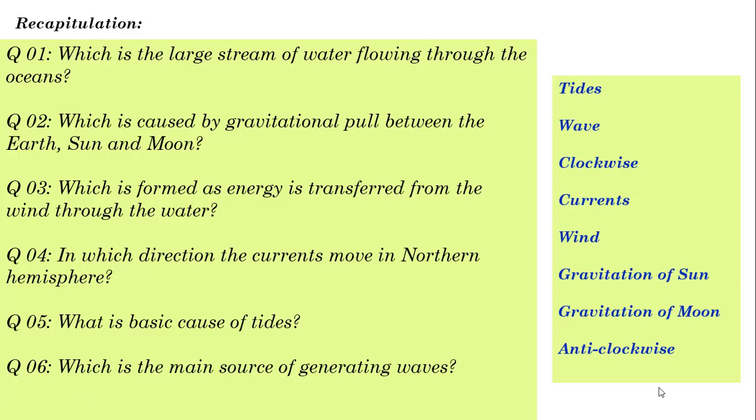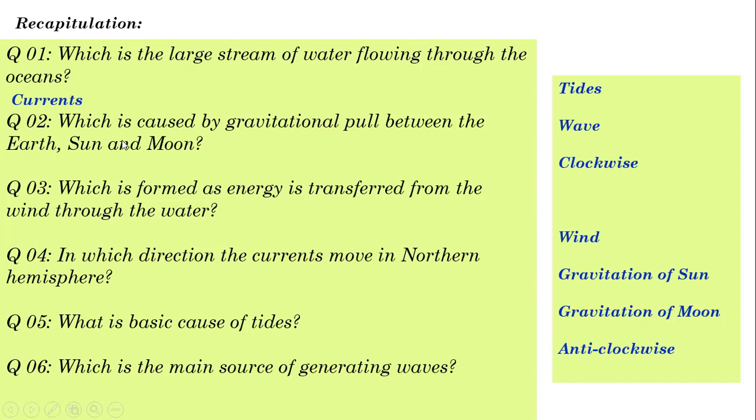Dear students, let's recapitulate our today's lesson through this activity. In this activity, 6 questions are given here, and for each question, the correct answer is given in this box. What you need to do is to read the question carefully and then find out the correct answer from this box. Let's start our today's activity with the first question, that is, which is the large stream of water flowing through the oceans? Yes, the correct answer is currents.